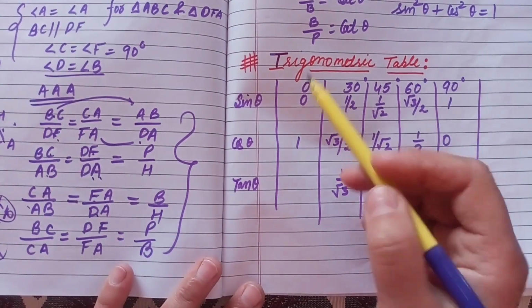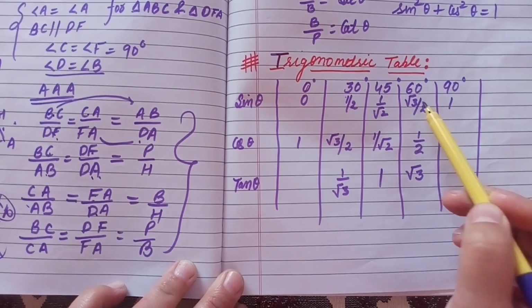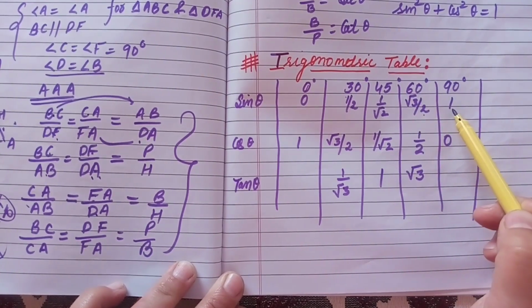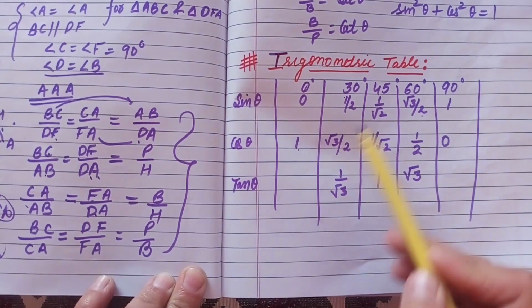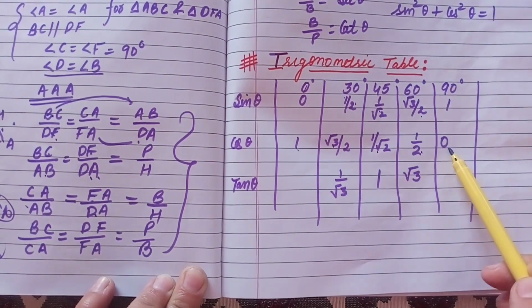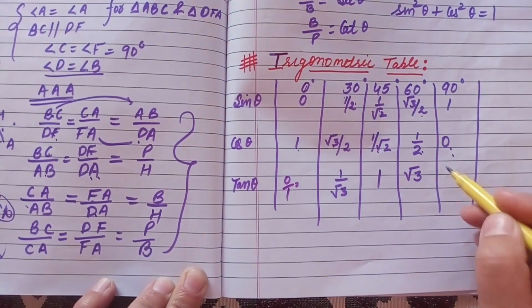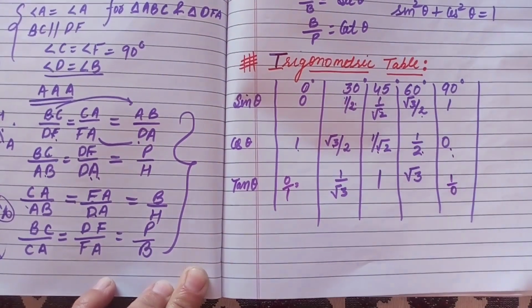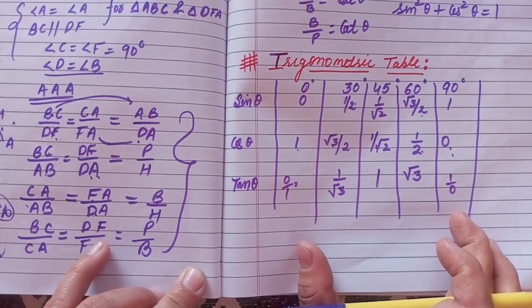You can learn this table as sin 0 is 0, then 1 by 2, then 1 over under root 2, root 3 by 2, and sin 90 is equal to 1, and the inverse for cos: cos 0 is 1, then root 3 by 2, 1 by root 2, then 1 by 2, and 0. Cos 90 is equal to 0, and tangent here is 0 upon 1, right? And here is 1 upon 0, which is not defined. Clear? So here is a trigonometric table.